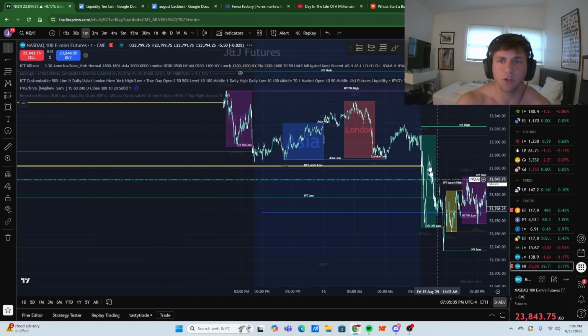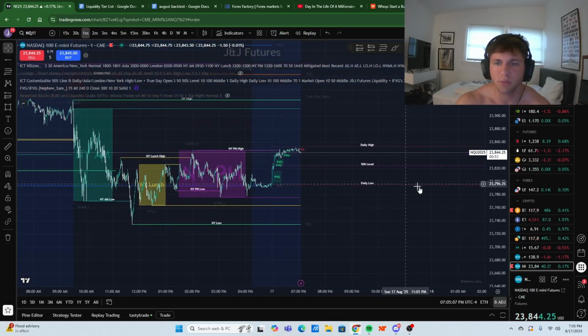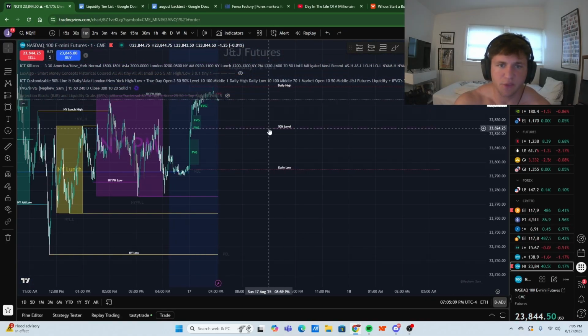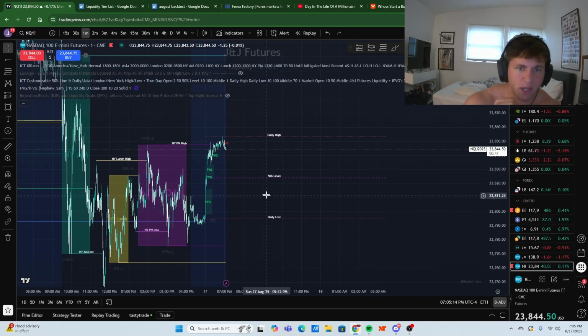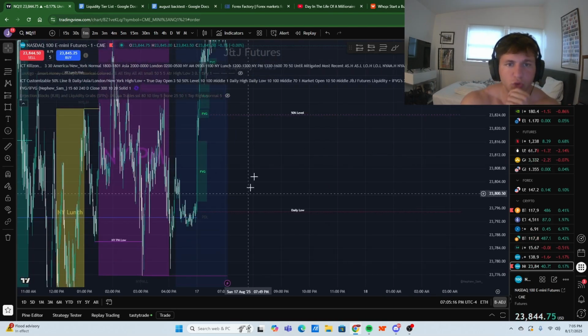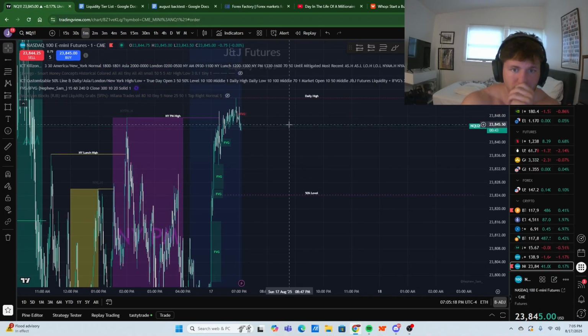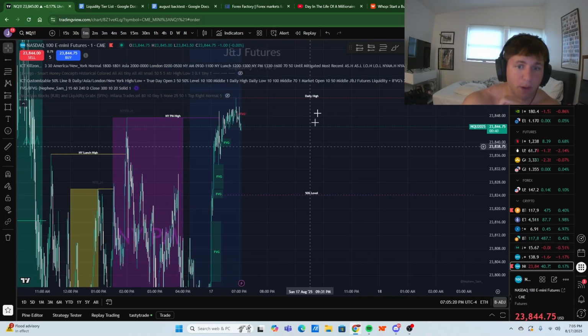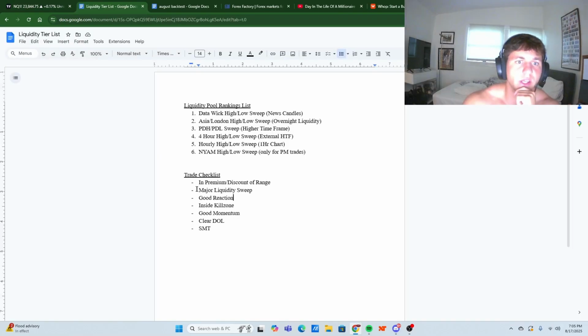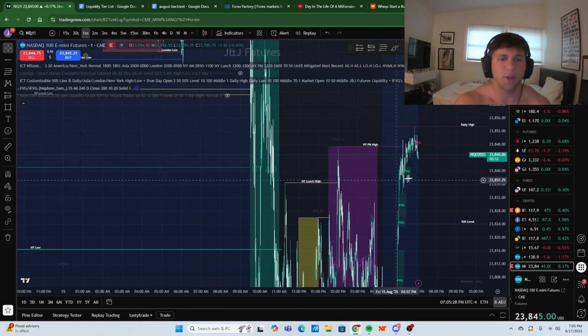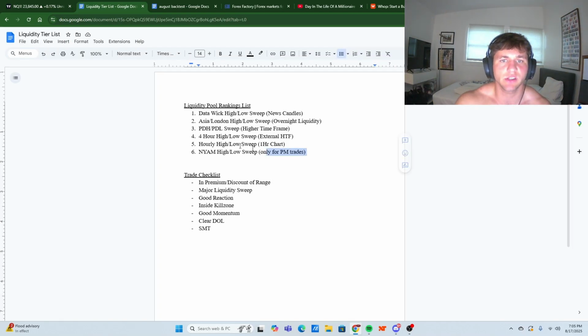So, right here, if we look, where's my equilibrium? Okay, so this is the 50% level, meaning the middle of the recent range that we have made. I want to long below the 50%, aka the discount, and short above the 50%, aka the premium. So if I have a short here, that would be in premium of the range. We want it to be correct. Then we want a major liquidity sweep. Any one of these liquidity pools getting swept would be our major liquidity sweep.